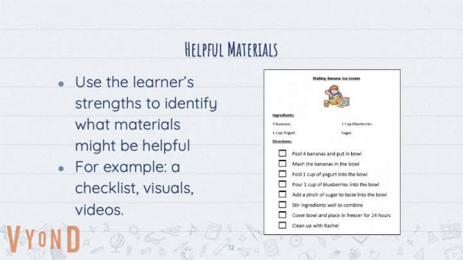Use helpful materials. Identify your child's strengths and use that to figure out what might be helpful for them. You can use a checklist, videos, or visuals if they're a visual learner.